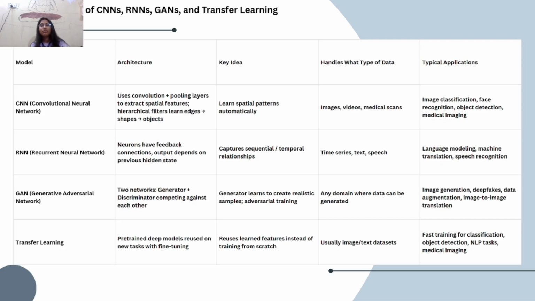So the quick comparison is: CNN uses convolution layers, RNN uses recurrent layers, GAN uses generator plus discriminator, and transfer learning uses a pre-trained model. We have written all of this in the form of a table, you can see it on the screen. So in this video we completed all our questions from the data science question paper with detailed explanation, algorithm, and example.